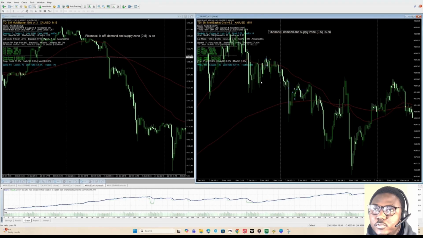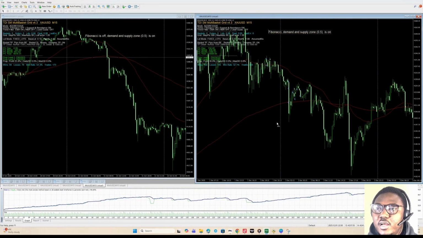So if you want to be more aggressive, then you can go for aggressive mode. If you want to be more conservative, then you can stick to conservative mode. You will see the advantage and disadvantage of both methods. Then zone, you can decide to turn on Fibonacci zone.